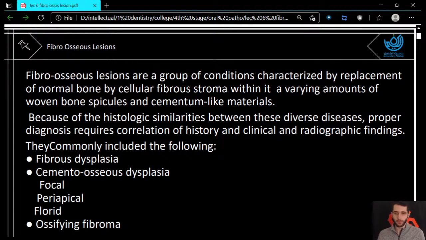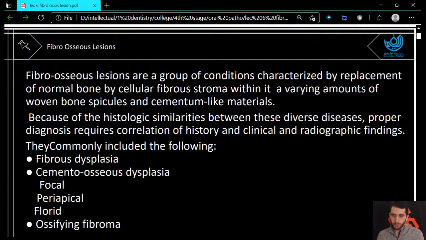Talking about fibroosseous lesions, it is a very well-known and important subject that is widely talked about in the dental field. Fibroosseous conditions are characterized by fibrous stroma with a varying amount of woven bone spicules and cementum-like materials. This is a very important subject, as the cementum-like materials are present.